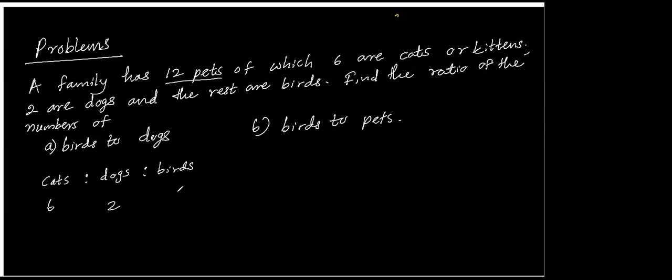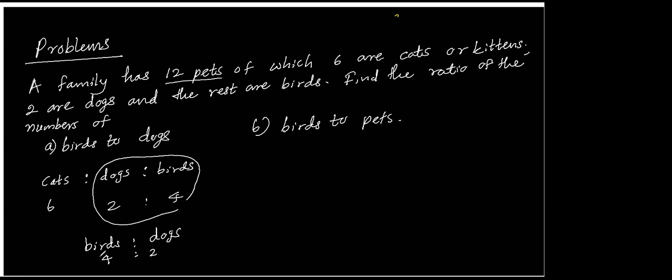It is like this, right? First one, asking birds to dogs. So we can write like this, birds, dogs. Birds how much here? 4. Dogs, 2. Simplify 2 to 1.